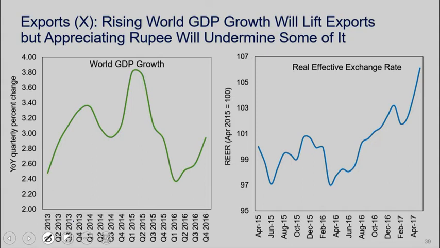You have these what's called elasticities. What is the elasticity of India's export growth with respect to world growth? You do that. Similarly, when you have the exchange rate, you say, we know that if the exchange rate strengthens by 10%, exports will come down by X%, imports will go up by Y%, and that's how you project this.